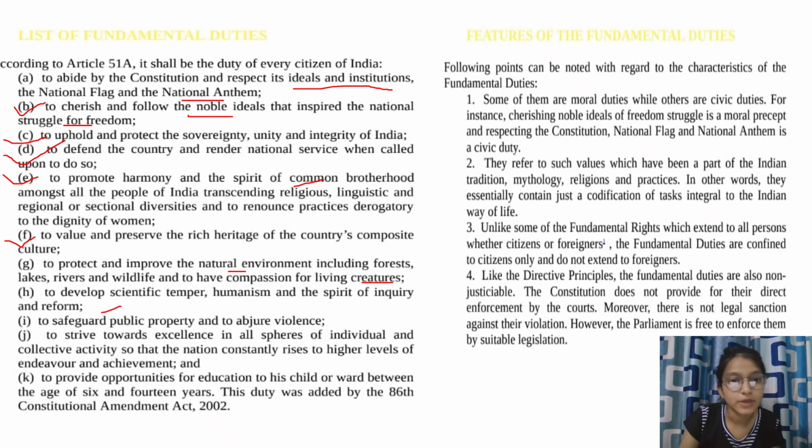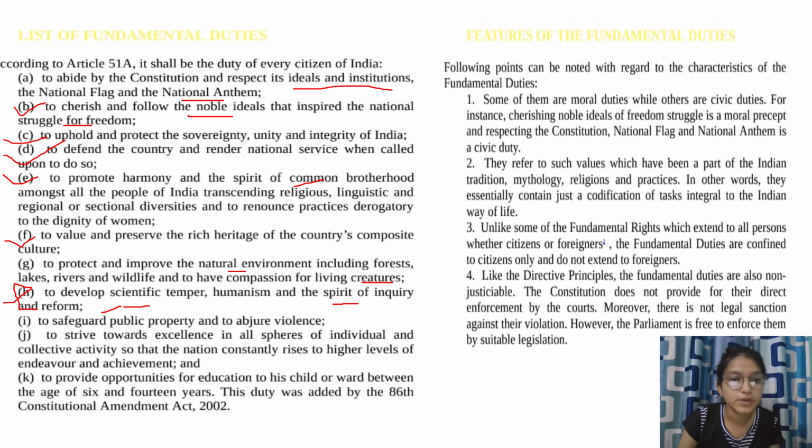To develop scientific temper, humanism, and spirit of inquiry and reform. Now, this sentence is not easily understandable for common people, but it has a very simple meaning. It says to develop scientific temper, we should not go forward for something which is andhvishwas, that is kala jadoo. We should not go for such things. We always inquire whether it has a scientific reason behind it. We should always have a spirit of inquiry. If something is happening, rather than accepting it as kala jadoo, we should be inquiring why it is happening. Is there any logical reason behind it?